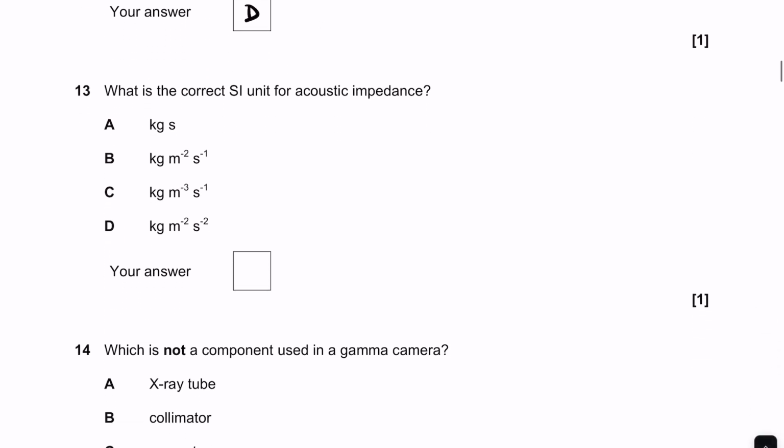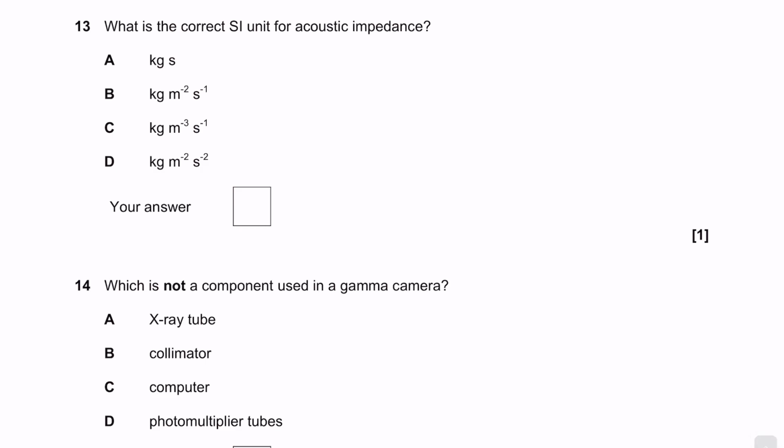Now, question number 13 is rather easy. We have to figure out what is the correct unit of acoustic impedance. I can never say that right. Anyway, so Z is rho c, and rho is density. So it is going to be B, so that's easy peasy.